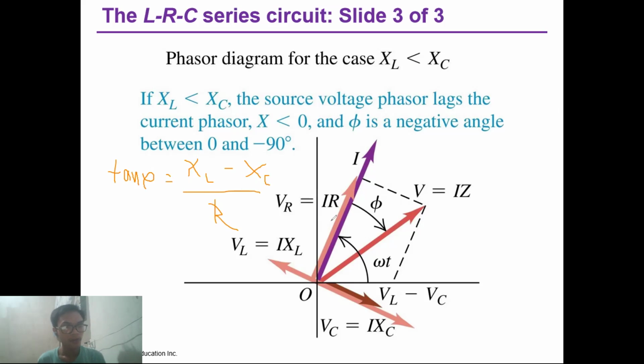So if the inductor is greater than the capacitor, the circuit is inductive, which means that the voltage leads current. Meanwhile, if the capacitor is greater than the inductor, the circuit is capacitive, which means that the voltage lags current. So again, the inductor voltage leads current while the capacitive voltage lags current.